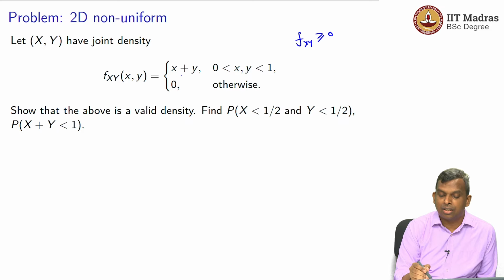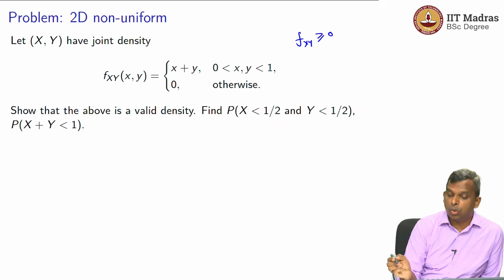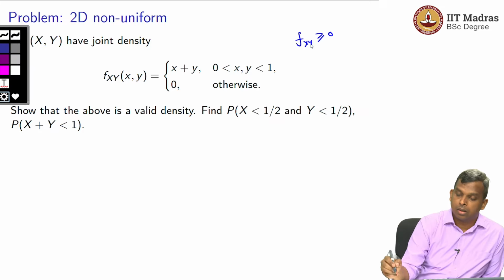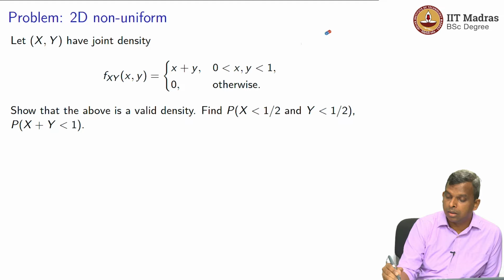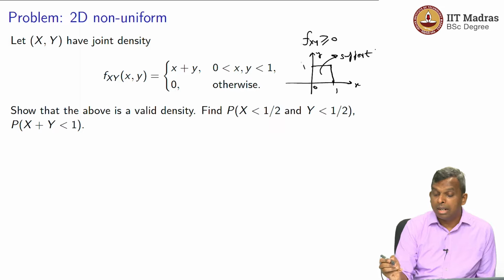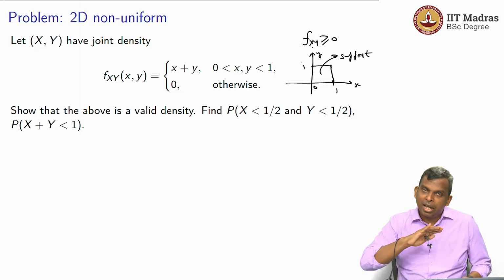The slightly difficult thing to check is the integration. So, x and y are between 0 and 1. I always like to plot the support. It's easy to check f_XY is greater than or equal to 0. And if you were to plot the support, it is between 0 and 1. This is the support, but the density is not uniform in this. So, density is sort of like a 3-dimensional picture.